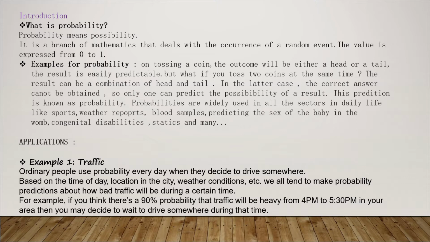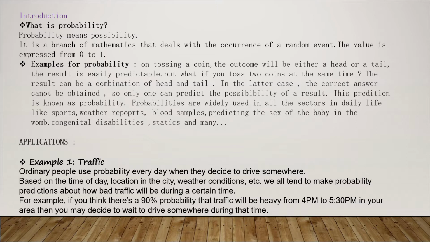But what if you toss two coins at the same time? The result can be a combination of head and tail. In the latter case, the correct answer cannot be obtained. So one can only predict the possibility of the result. This prediction is known as a probability.